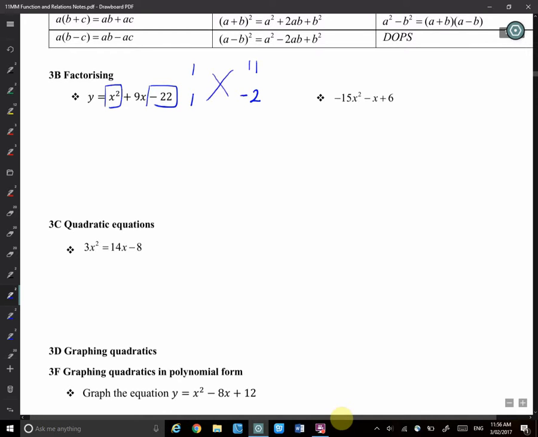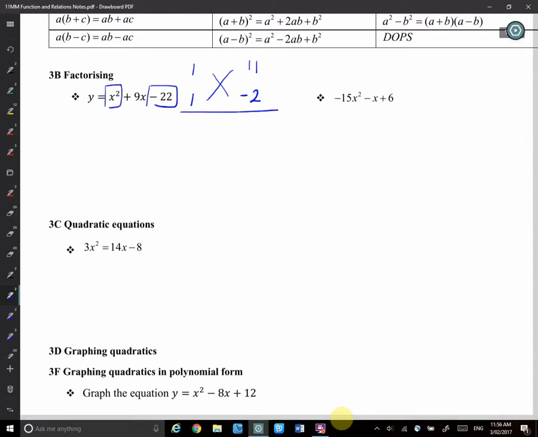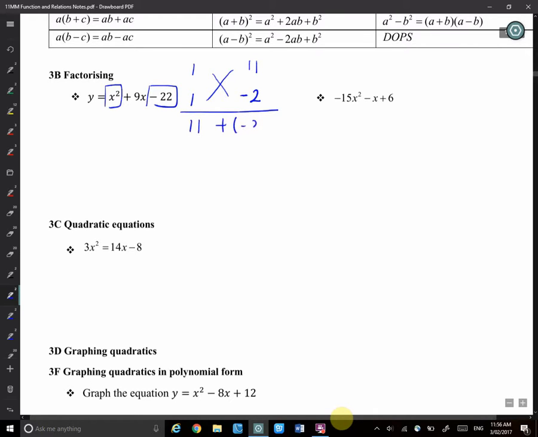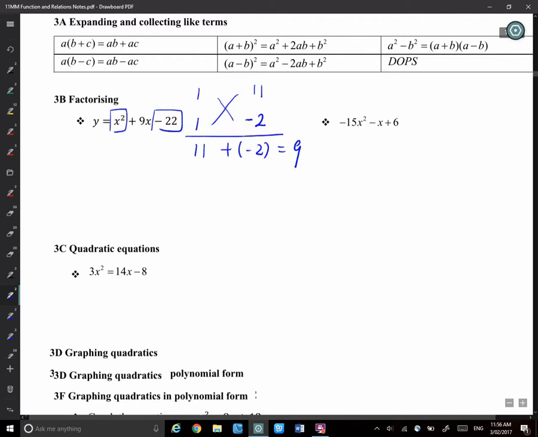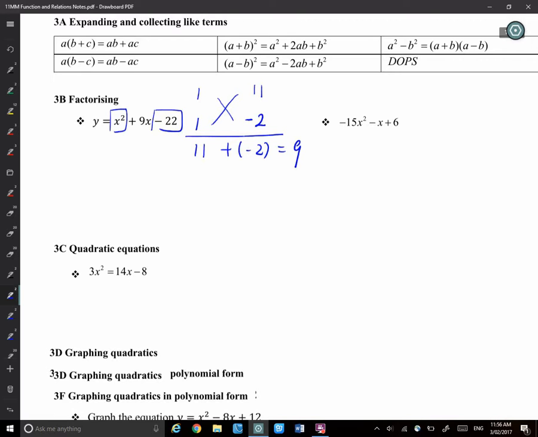So let's cross multiply them and add them together. That's 11 plus negative 2, and that gives you 9, which satisfies because the middle number is 9. I'm not sure which method you use, but if you can factorize easily by your method, it's okay. For the ones who cannot factorize, I will introduce this method.